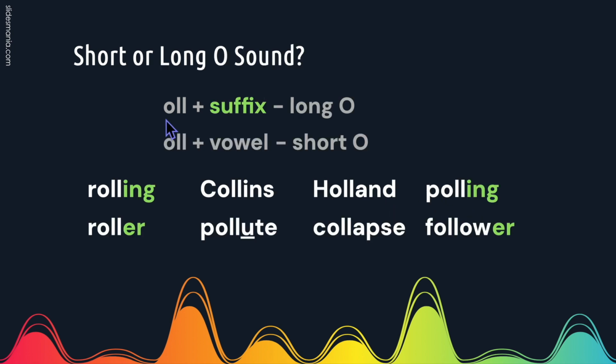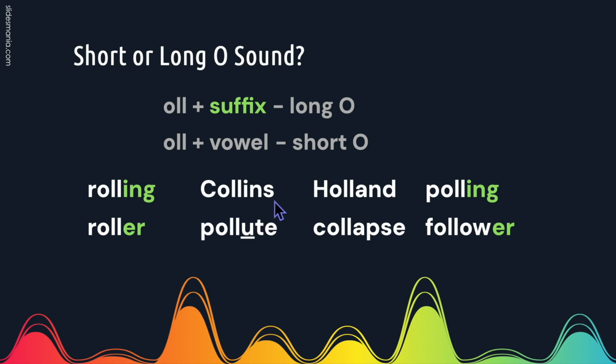If you're trying to decide whether to use the long O or the short O sound for a root word ending in OLL, look at the letters coming after it. If it's OLL plus a suffix, you're going to use the long O sound. If it's OLL plus a vowel that is not part of a suffix, keep the short O. For example, here we have the suffix ing. It starts with a vowel, but it's a suffix, so we are going to follow this rule with the long O. Rolling.